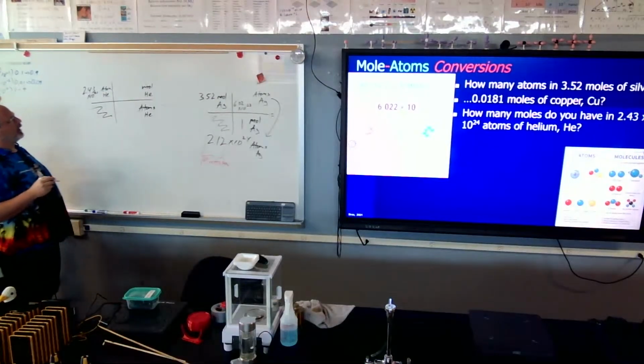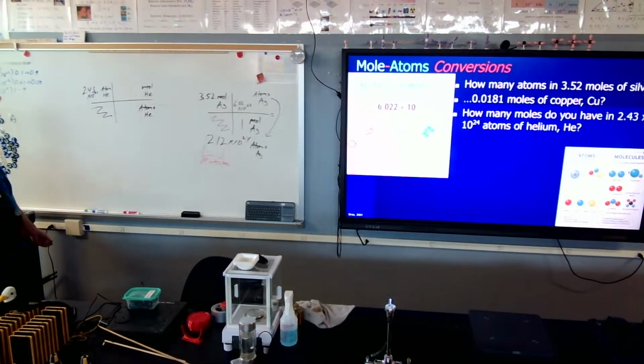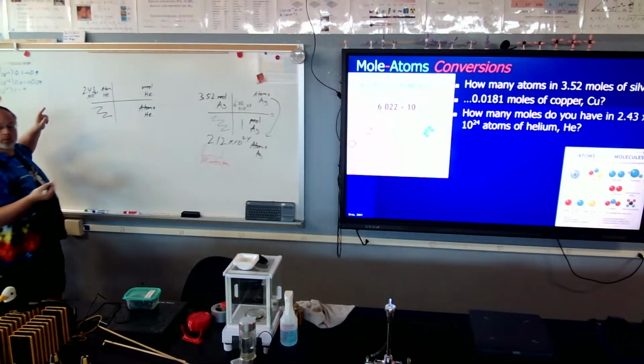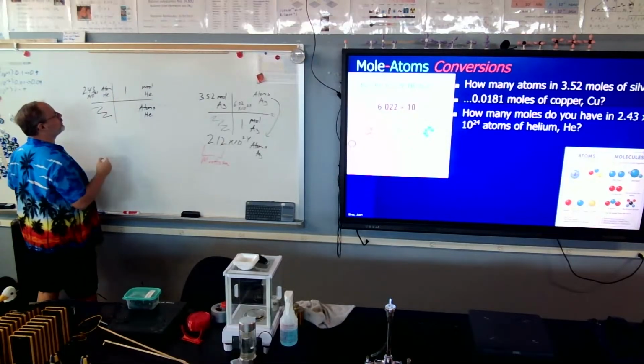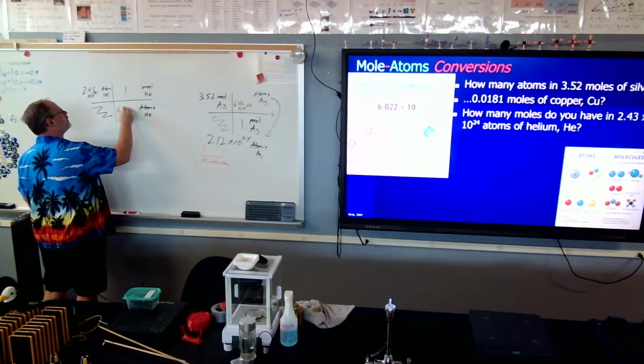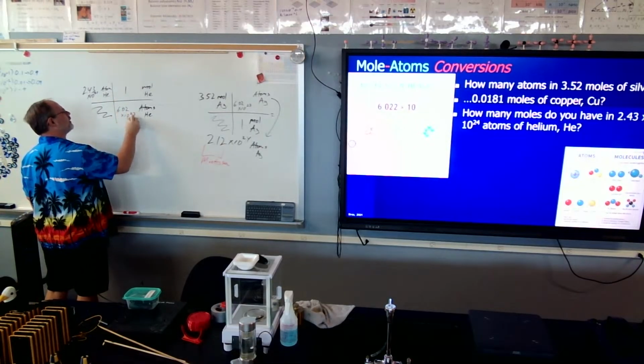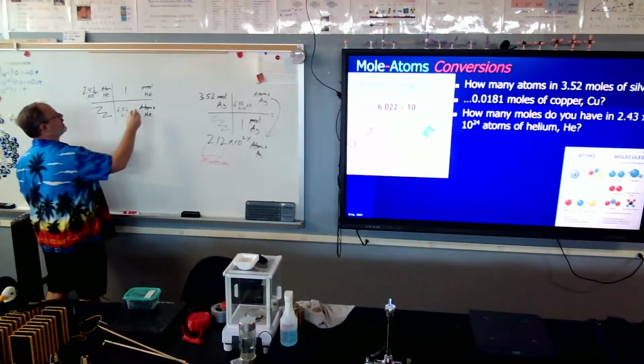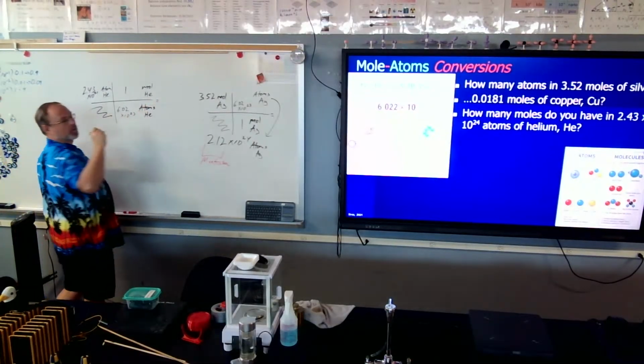And now, since I know the pattern, is it going to be 1 mole or 1 atom? Where's the 1 going to go? Mole. 1 mole is 6.02 times 10 to the 23rd atoms of helium. Can you bang this out?